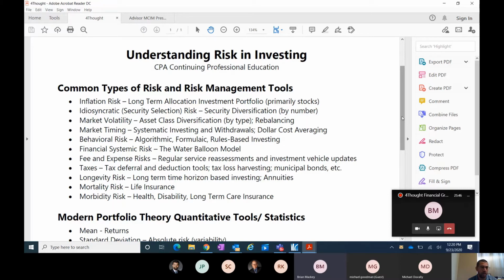Okay, next one, financial systemic risk. We're going to come back to this a little while also, because this can get a little bit more complex. Financial systemic risk is the risk associated with the infrastructure of the financial system as a whole. So basically, the plumbing of how the financial system works.